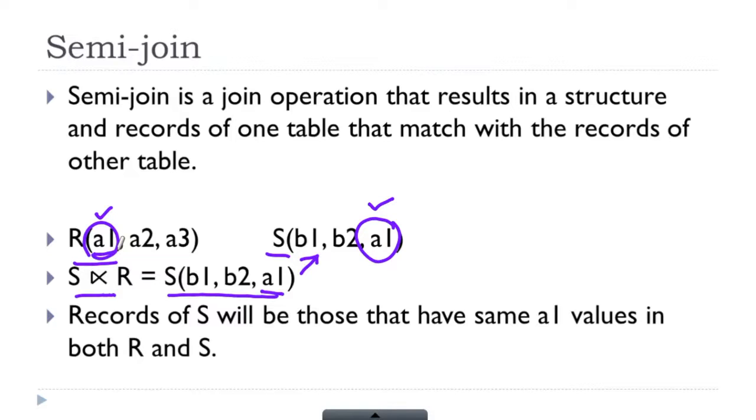So in S semi-join R, the semi-join symbol is open on the right-hand side. That means we don't take attributes from the right-hand side table; we take all attributes from the left-hand side table. So this results in records of S that have the same A1 values in both R and S.